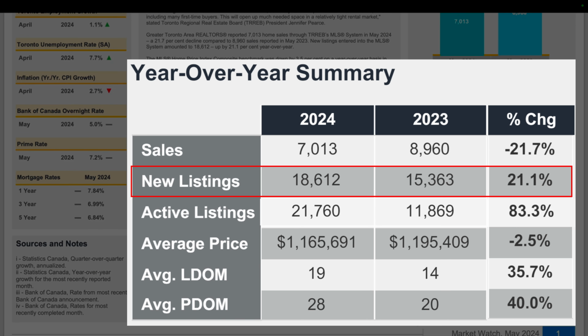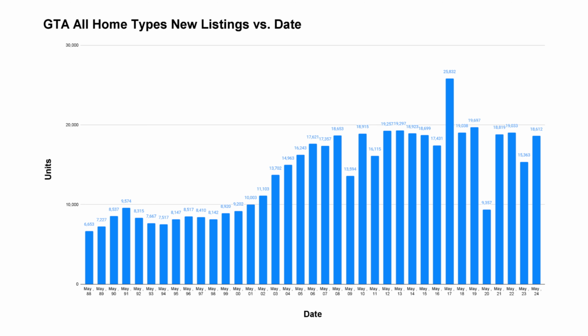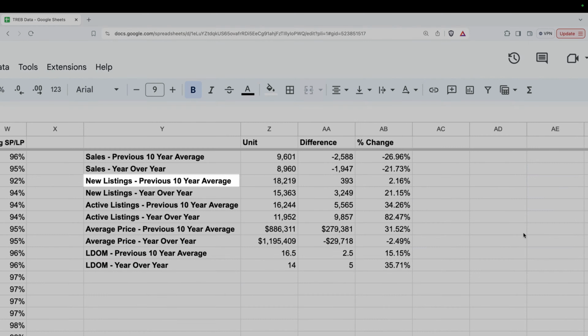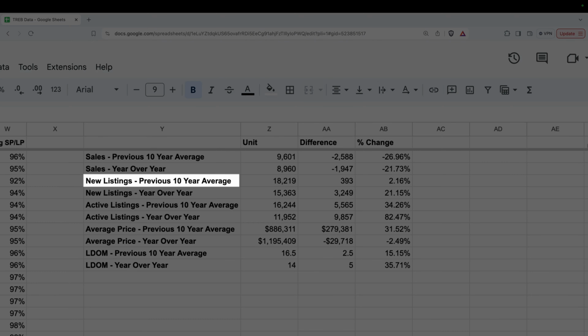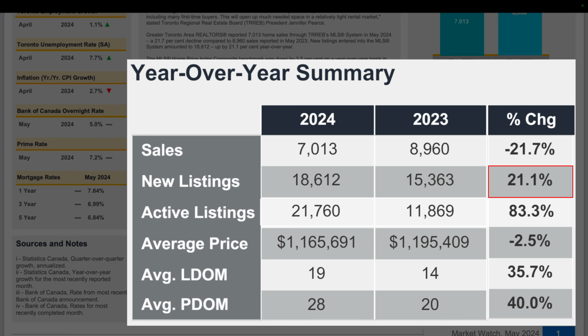Next, let's look at the new listings, which are reported to being up by 21.1% in the TREB market report. When we examine the graph, historically speaking, it's not that different from previous Mays. The significant percentage increase is primarily because last year's new listings were lower than historical values. When comparing it to the 10-year average, new listings are up only by 2.16%, which isn't as significant as the 21.1% increase shown in the TREB market report.